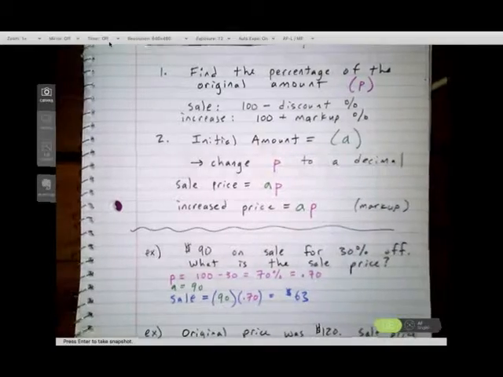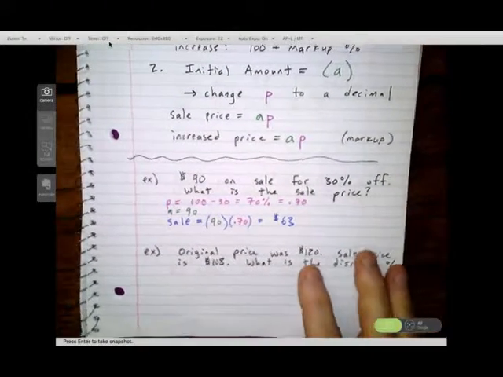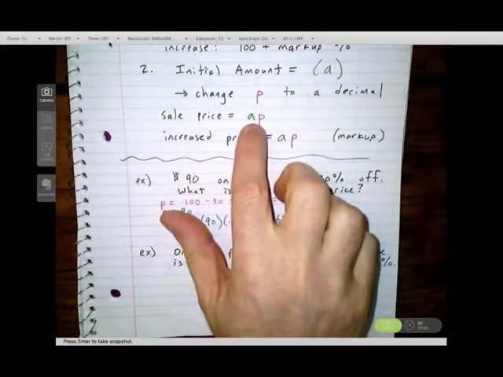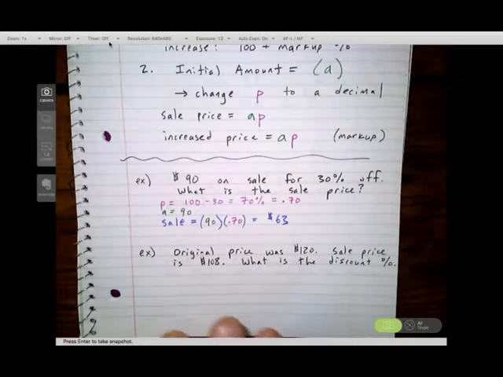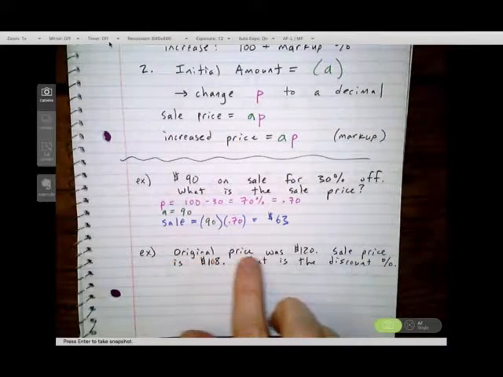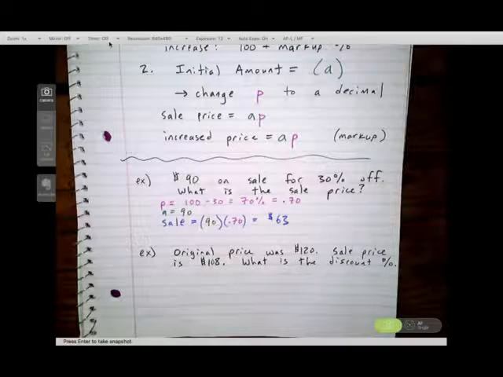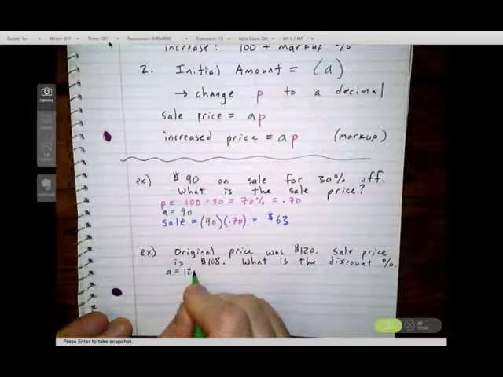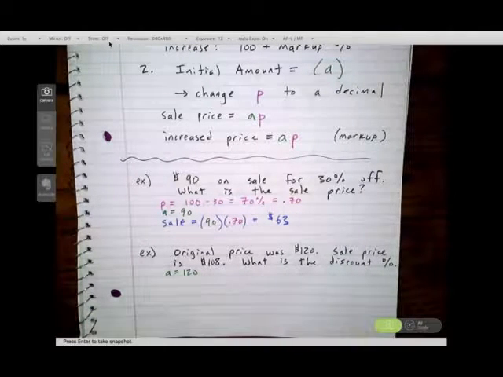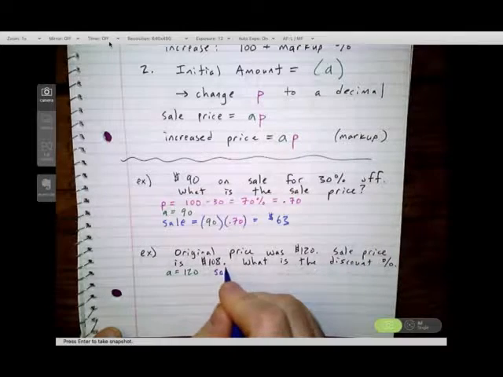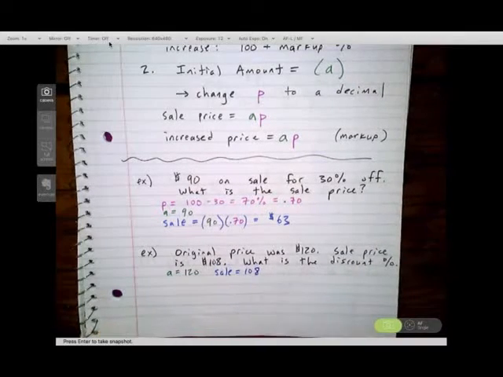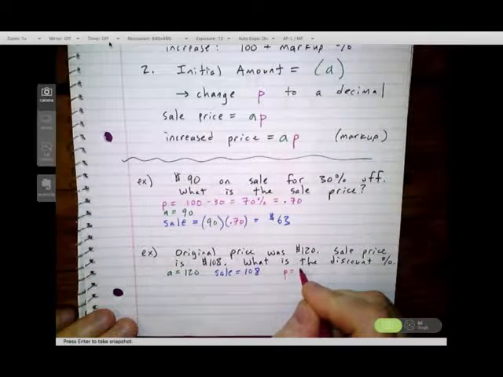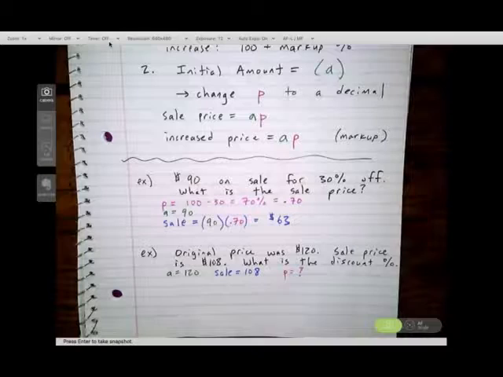Okay, let's look at the next one. We're going to be looking for various variables in our formula, various letters, depending on what we're given. So here, look, the original price was 120 bucks. That's our A. The sale price is 108. That's going to be the sale price. Now we want to know the discount percent, so we have no idea what P is. So P equals the unknown. That's the variable, question mark.